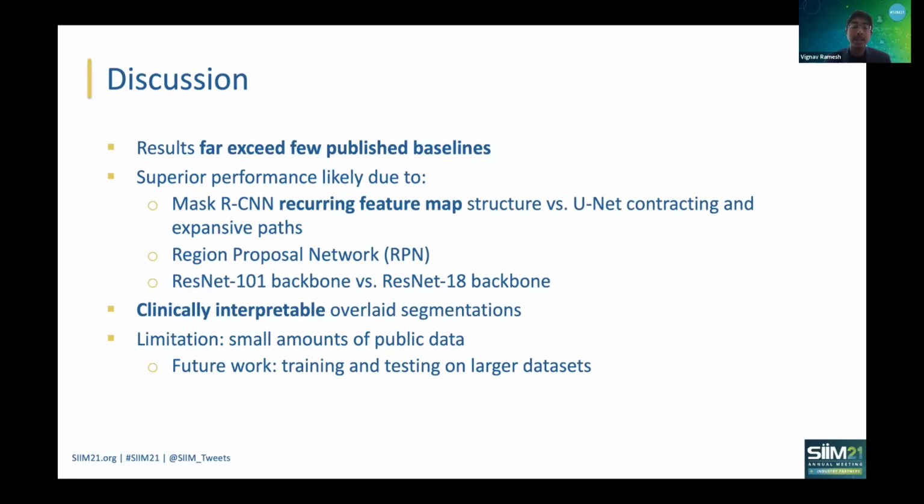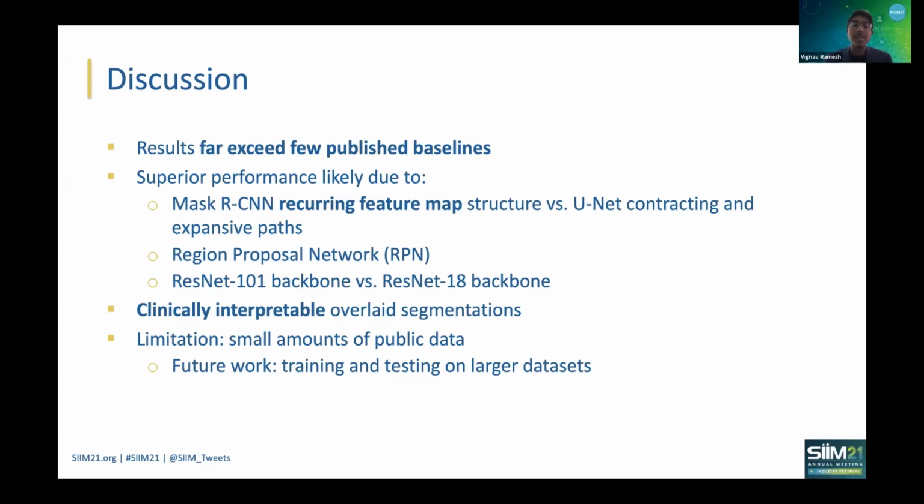And since we trained and tested our model and the baseline model on the same datasets, our Mask RCNN likely outperformed the UNet baseline due to its structure as a series of recurring feature maps rather than contracting and expansive paths, the presence of the RPN, the region proposal network, and its greater complexity in the form of a ResNet 101 backbone rather than a ResNet 18 backbone.